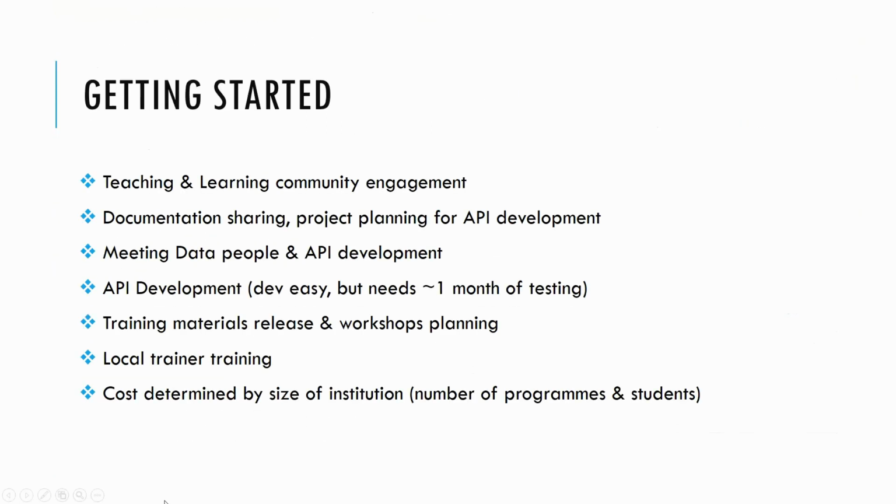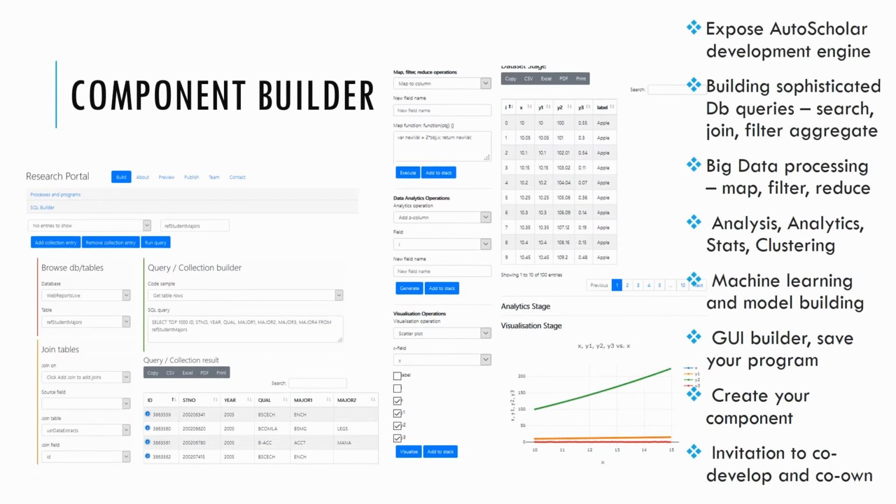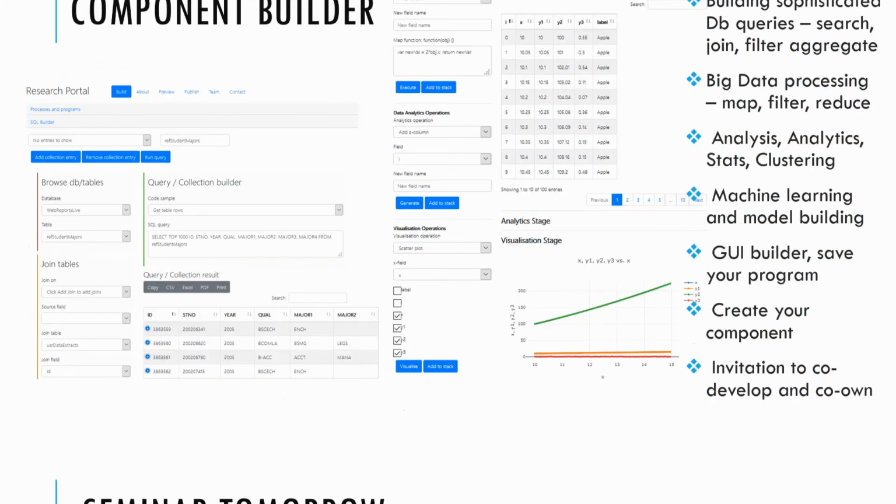We do have a process in place. If you'd like to trial the AutoScholar at your institution, feel free to reach out. There's also a component which you can use to create other AutoScholar components. So at your institution, you obviously have some new methods that can be made accessible to others. And through our component builder, you can do this. You can also use the component builder for creating any data science or machine learning projects.